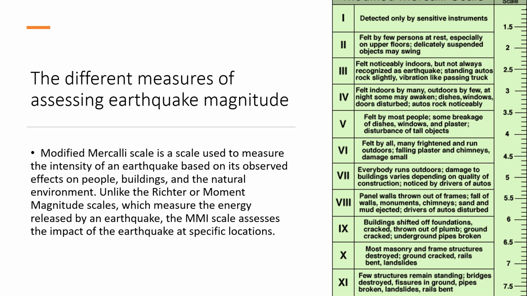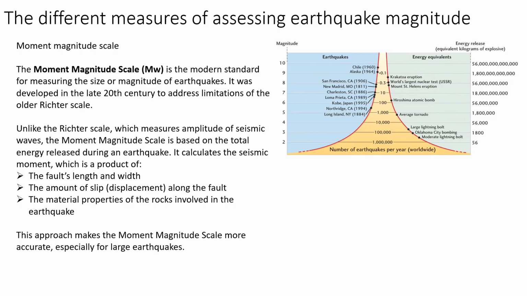So here again you have numbers 1, 2, 3, 4, 5, 6, 7, etc. But it has a description. So level 1 is very gentle, it's detected only by very sensitive instruments. Level 2 felt by a few people who were perhaps resting and might have noticed just a gentle swaying. Number 3, noticeably felt both indoors, not necessarily quite so much outdoors, etc. Building all the way up to 11, where few structures remain standing, bridges are destroyed, fissures are open in the ground, pipes are broken. It's very much more about the impacts.